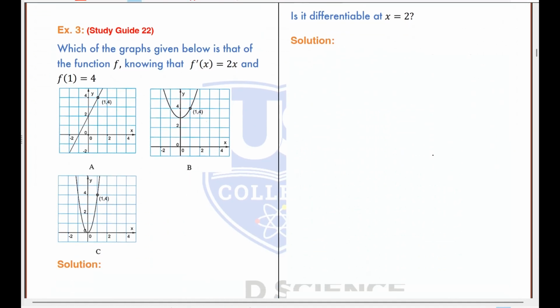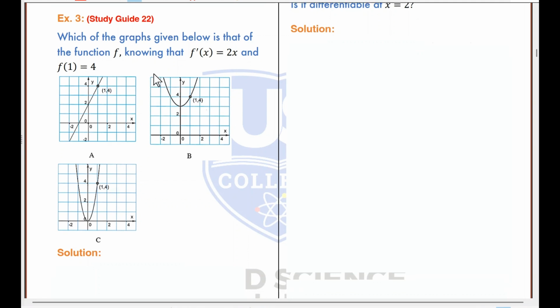Another type of question, graph questions, study guide 22. Which of the graphs given below is that of the function f, knowing that f prime is 2x and f of 1 is 4? Okay, I'm given the derivative. I'm asked to find f when this point is given. Just like the other questions, we will solve this question by integration.